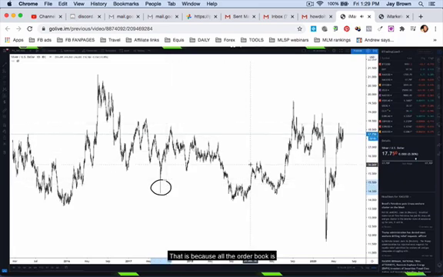That is because of the order book, which is a place where people can put their buy limits, put their sell limits, or take immediate action to get in or out of the market. And then the candlesticks show us what happened.